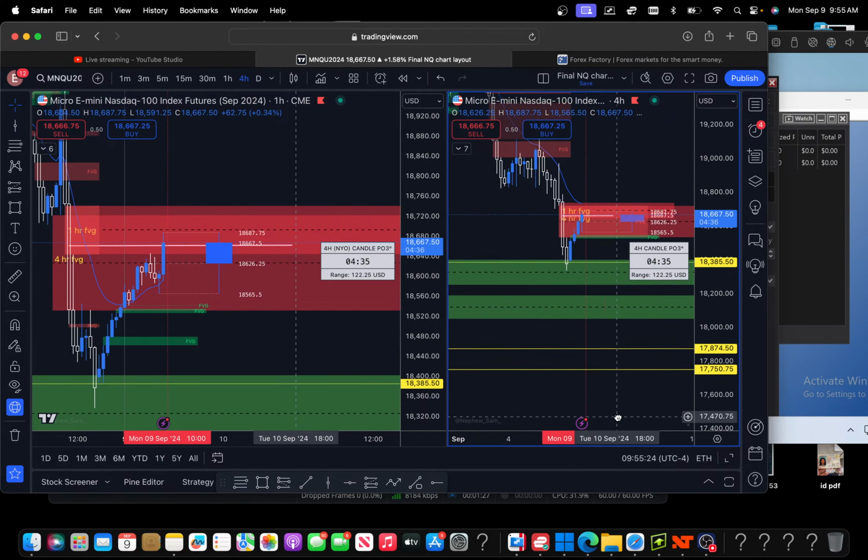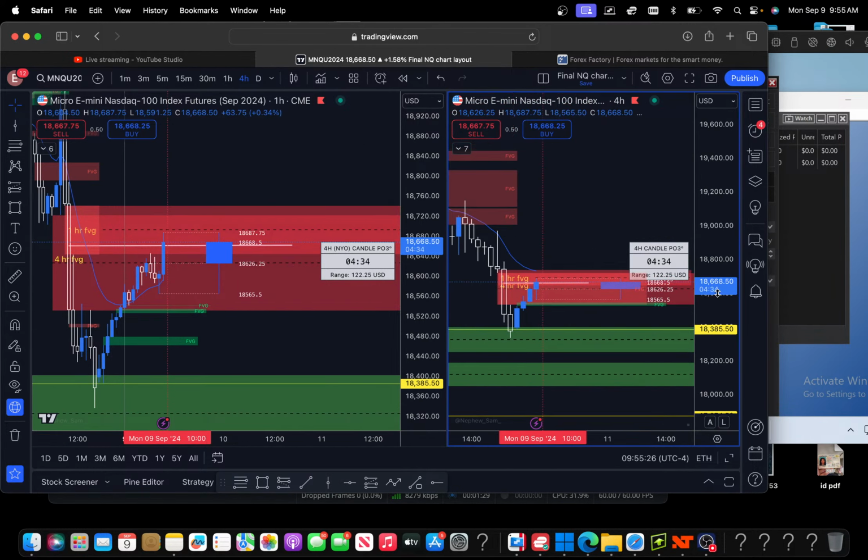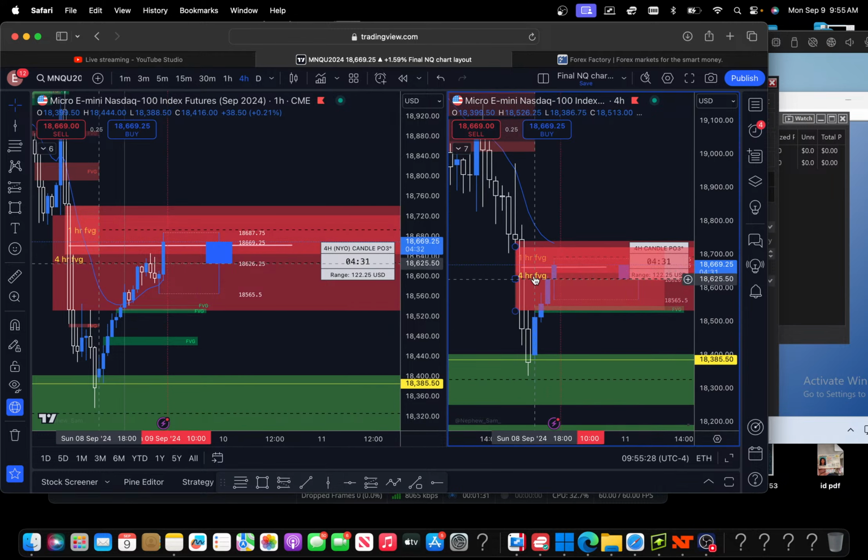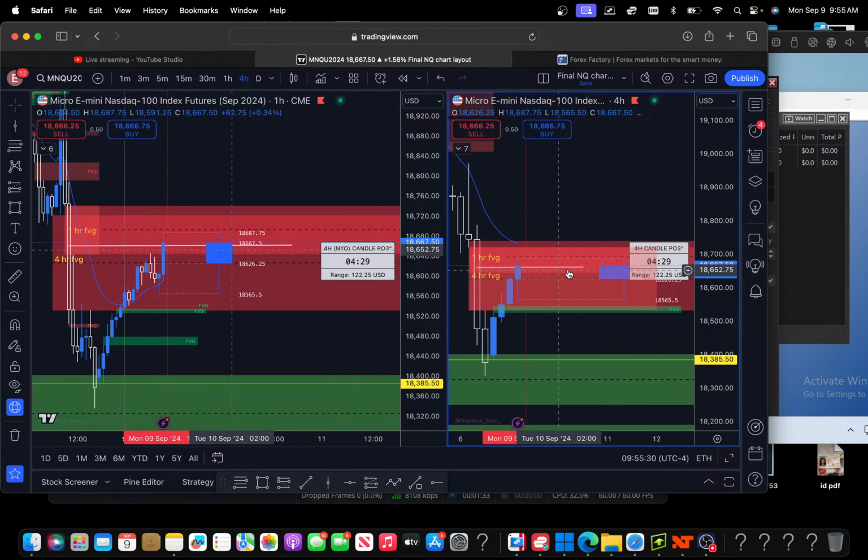So we're almost finished with this 9 a.m. candle, 9 to 10 a.m. candle. So let's see what we get. Let's see what we get if we get a reversal out of this range, or if we push higher.